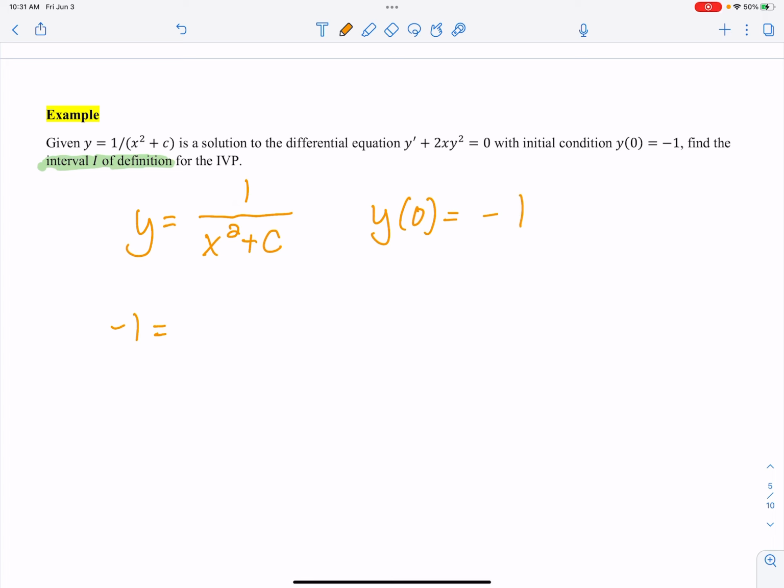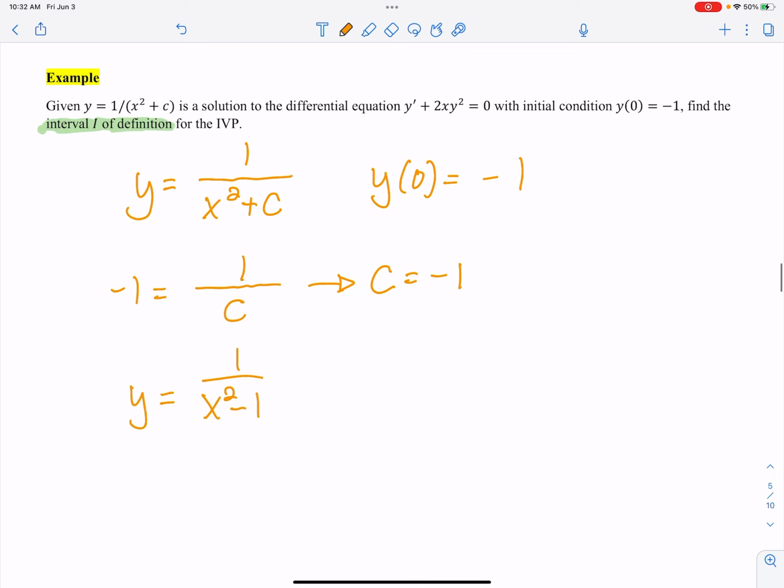So y is -1, and then we have 1 over, okay, x is 0, I get c. If I multiply both sides by c and divide by -1, I get c is -1. Or you can just eyeball that: 1 divided by what is -1. All right, so I know my solution then is 1 over x squared minus 1.